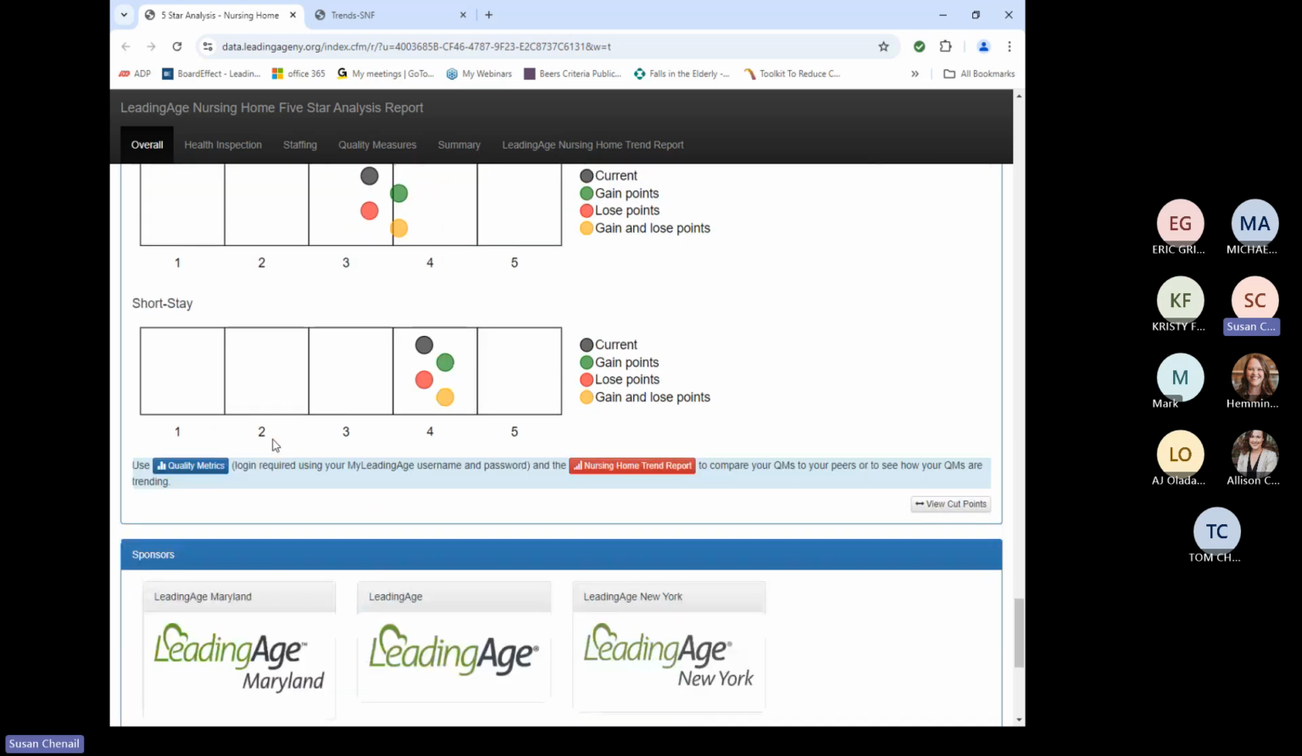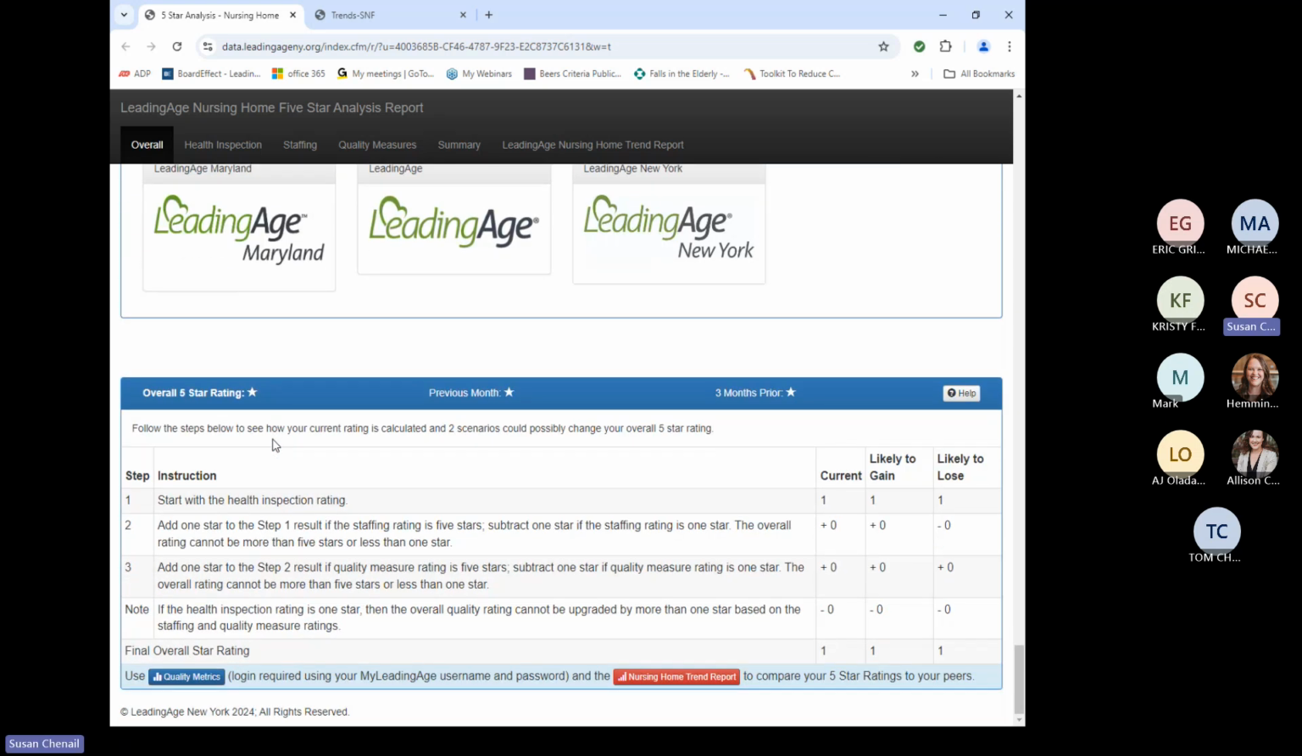And then at the bottom, like I said, is a summary of how the overall five-star rating is calculated, along with a prediction for a subsequent quarter, where we analyze where you were likely to gain and where you were likely to lose.